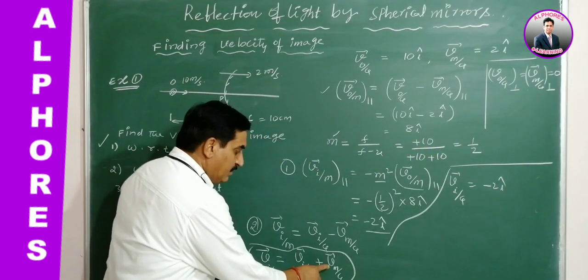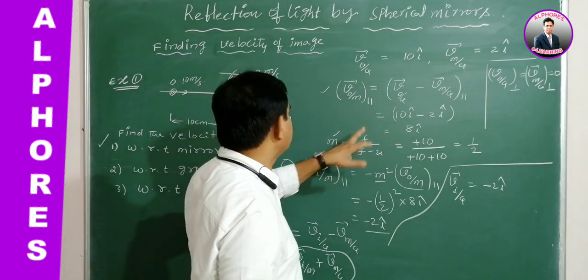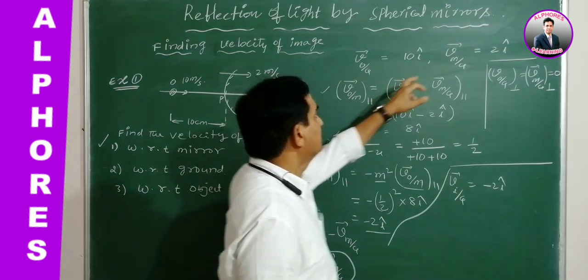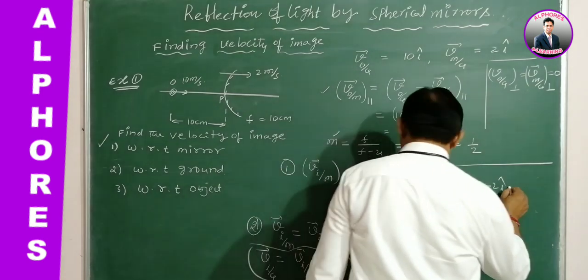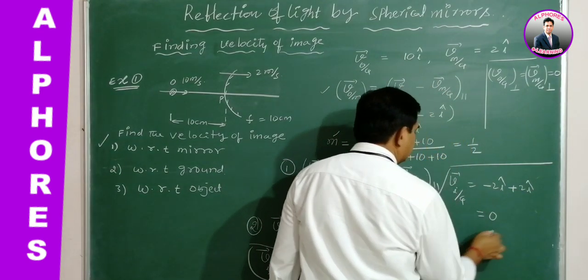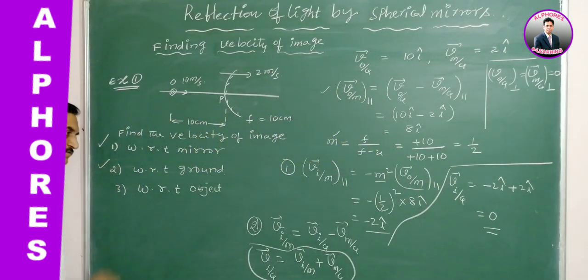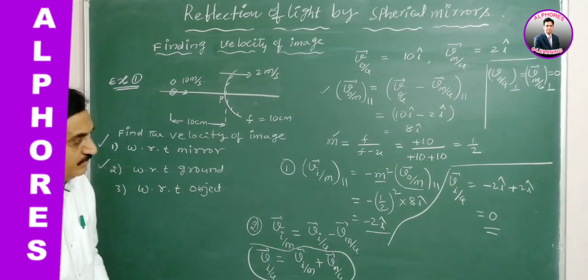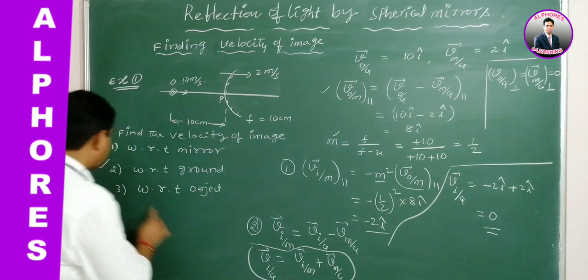Okay, mirror with ground. Mirror with respect to ground is plus 2i. Therefore here simply plus 2i, so this will get cancelled to 0. This is the velocity of image with respect to ground, which is 0. The second question is over, and let us go for the third question.